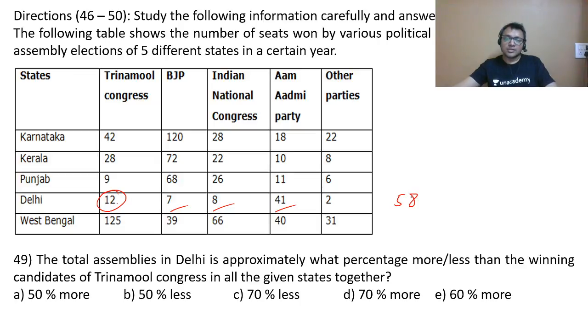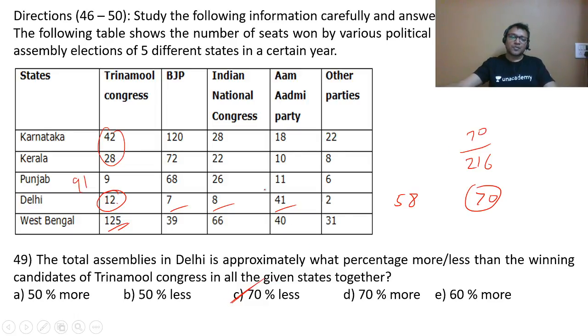So you have to add 70, it becomes even Delhi. Now look at Trinamool Congress. So 125 plus 70, 80, 91. 125 plus 91 is 216. So 70 upon 216, if you look at it, it's much lesser. It's almost 30%, which means 70% less, which means C option.